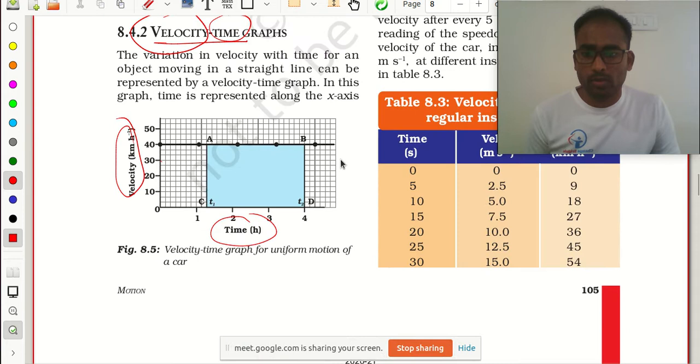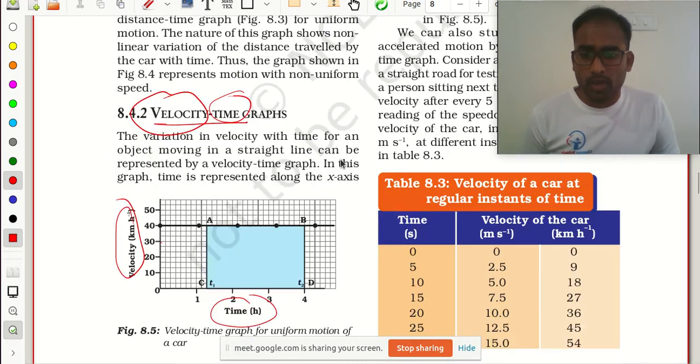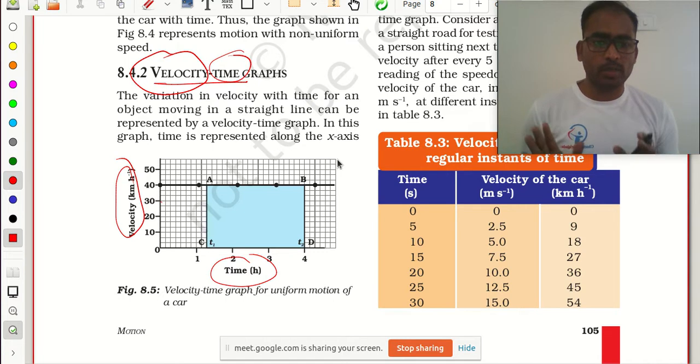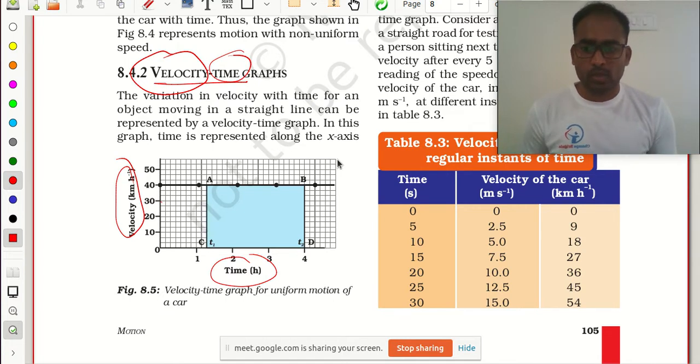So now, velocity for a uniform motion. For a uniform motion we will have only one velocity. For non-uniform motion, velocity will go up and down. Velocity will be changing. But for uniform motion, velocity will be constant. So now we are moving at 40 km per hour. This is a constant value, no?